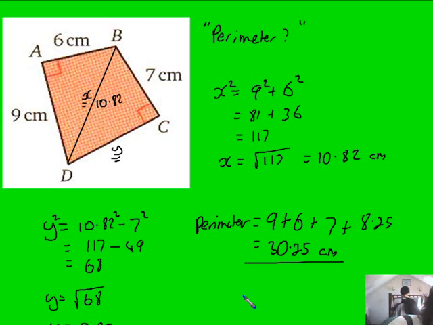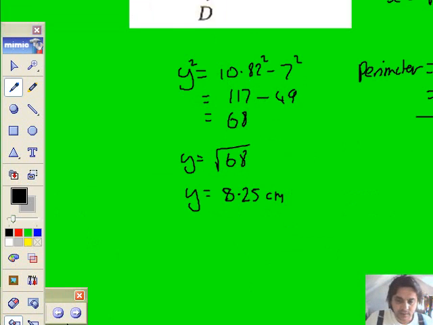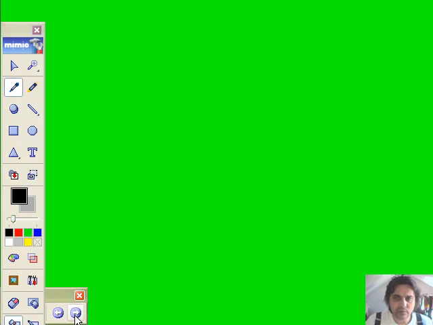Did I get it right? I hope I did. I don't see why I would have got it wrong. What do they say? Yeah, they called it 30.25. They couldn't bear to round it off either. Okay, moving on.